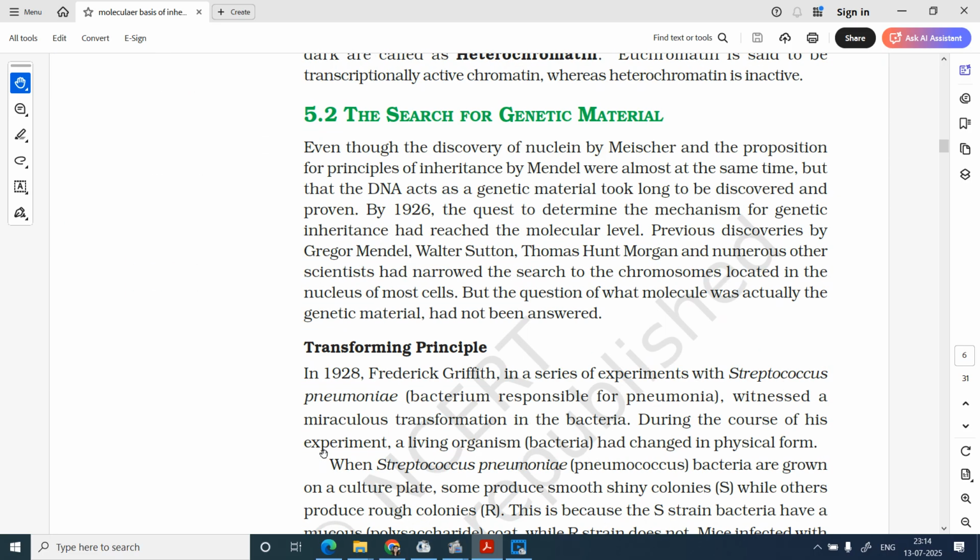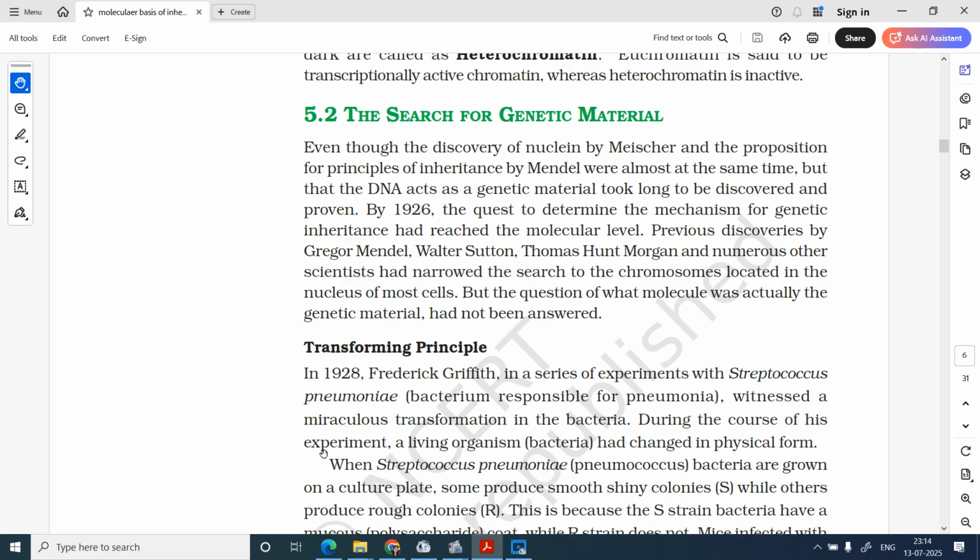5.2 Search for genetic material. Even though the discovery of nuclein by Miescher and the propositions for principles of inheritance by Mendel were almost at the same time, that DNA acts as a genetic material took long to be discovered and proven. By 1926, the quest to determine the mechanism for genetic inheritance had reached the molecular level.